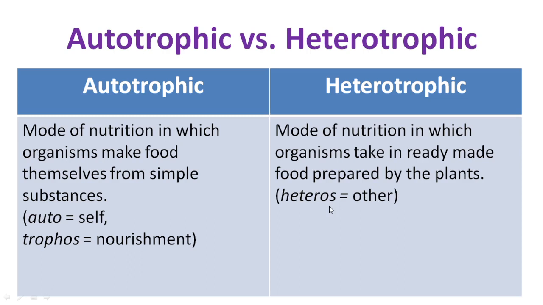So hetero means other: organisms which get nourishment from others. Okay, so autotrophic, heterotrophic. Now, since we are talking about nutrition in plants, what are plants?